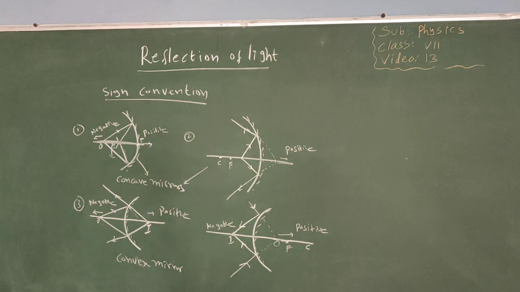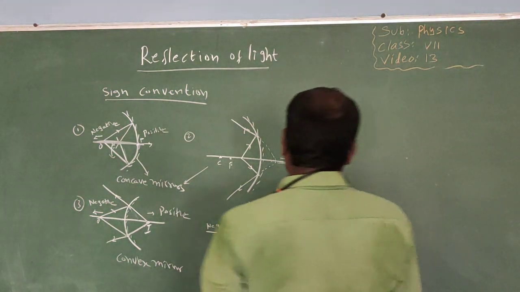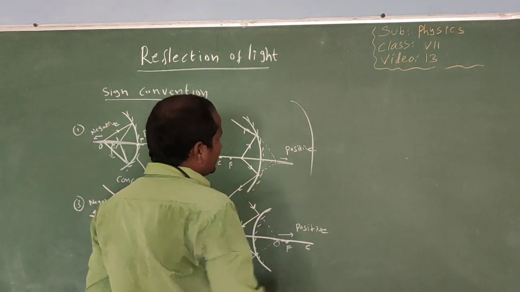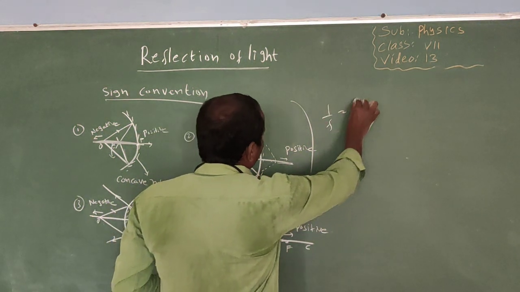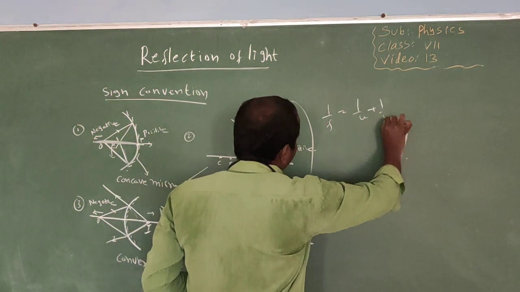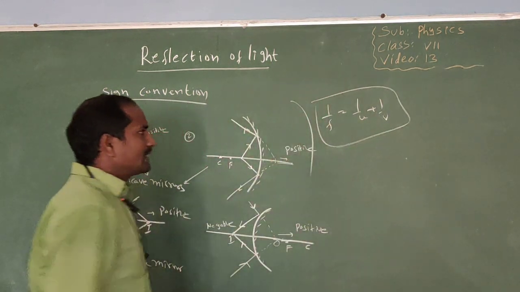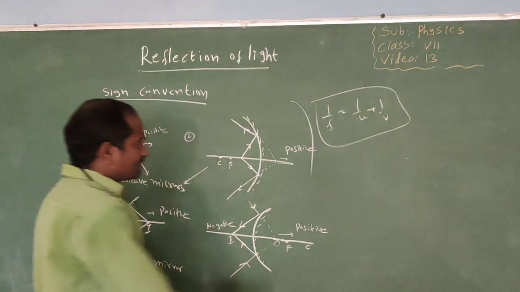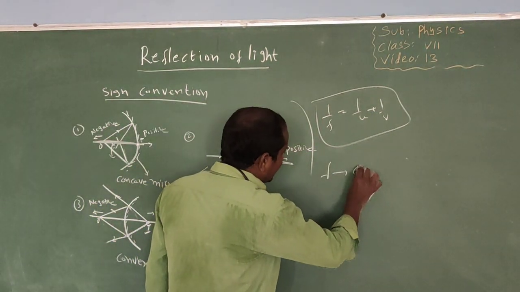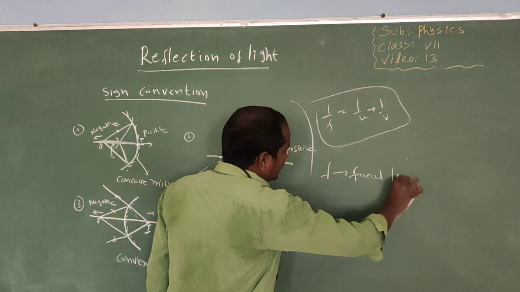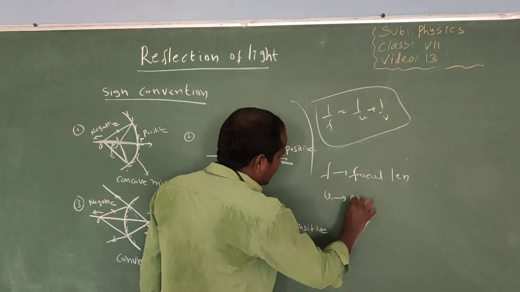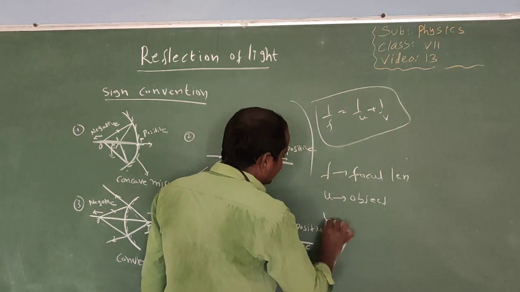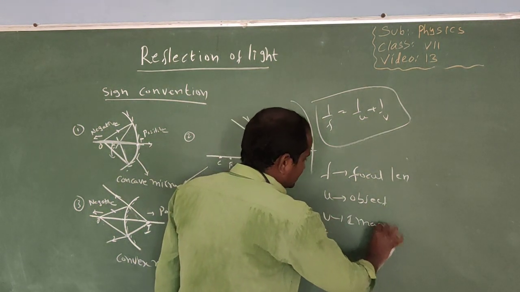Tomorrow I will explain the relation between focal length, image distance and object distance. That is nothing but the mirror formula: 1/f = 1/u + 1/v. Here f means focal length, u means object distance, and v means image distance.